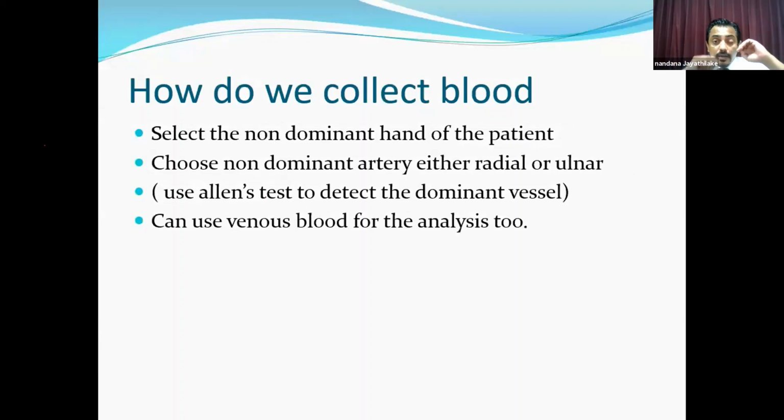So how do we collect blood? This is important. You have to select the non-dominant hand of the patient. This is the usual teaching: non-dominant hand of the patient, not the dominant hand, and choose the non-dominant artery, either radial or ulnar. You have to use what is called Allen's test to detect the dominant vessel, which I'll explain, and you can Google it and see. I'll teach you how to do it, and then you can use the venous blood or arterial blood if you like. If you want to do the arterial blood, take the non-dominant hand and the non-dominant vessel.